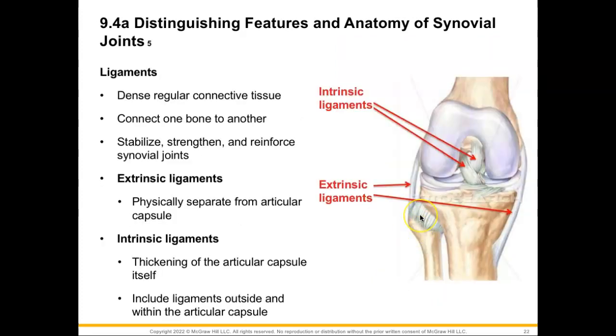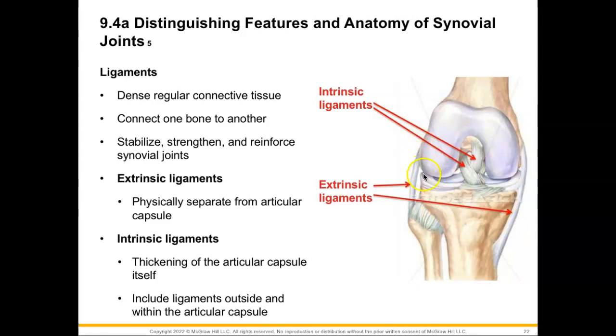Now for our ligaments. These are going to be made up of dense regular connective tissue, and they help to connect bone to bone. They'll help to stabilize and strengthen and reinforce our synovial joints. And like I said, when we find our ligaments on the outside of our capsule, this is going to be called an extrinsic ligament or an extracapsular ligament.